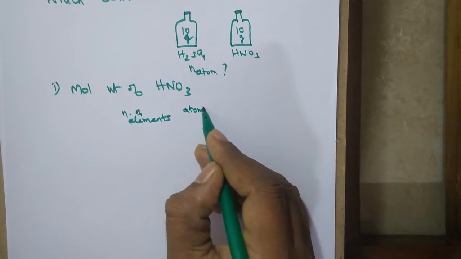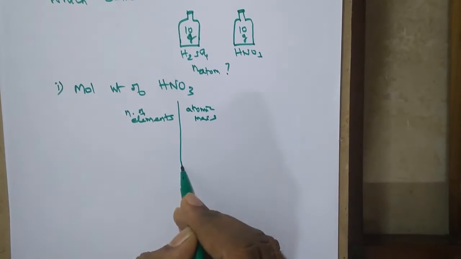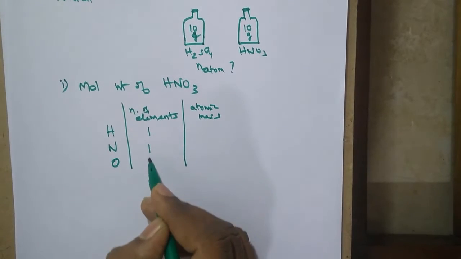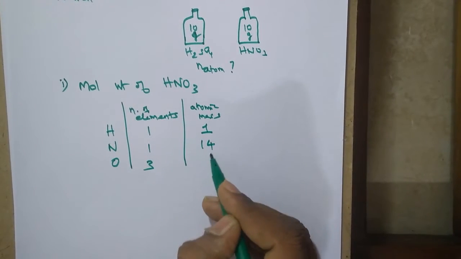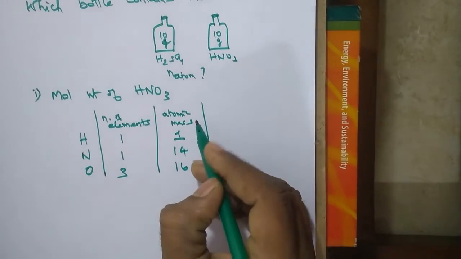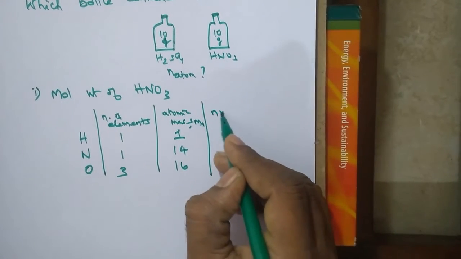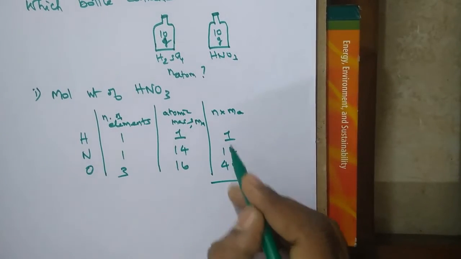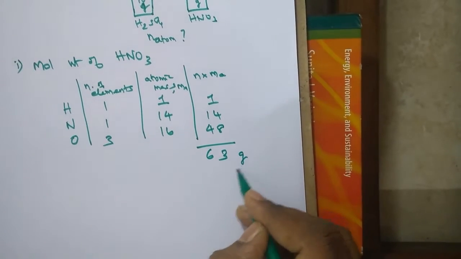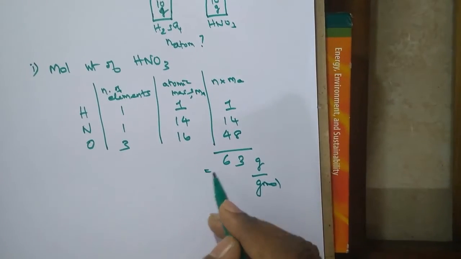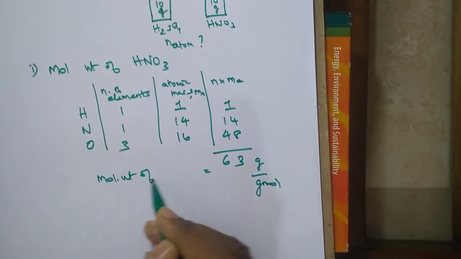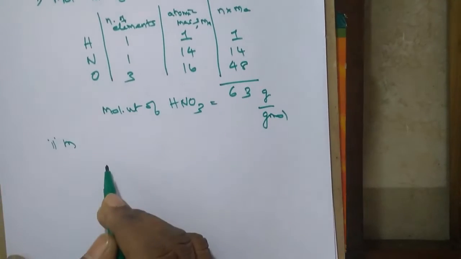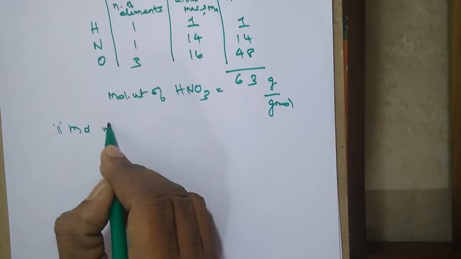Mass Ma, number of elements is N. So for HNO3, the number of atoms N is 1, 1, 3 for H, N, O respectively. Atomic masses are 1, 14 and 16 for hydrogen, nitrogen and oxygen respectively. So now we will do N into Ma: 1 into 1 is 1, 1 into 14 is 14, 3 into 16 is 48. So what you get is 63 gram per gram mole, the molecular weight of nitric acid. So molecular weight of HNO3 is 63 gram per gram mole. The second step is to determine the molecular weight of sulfuric acid.